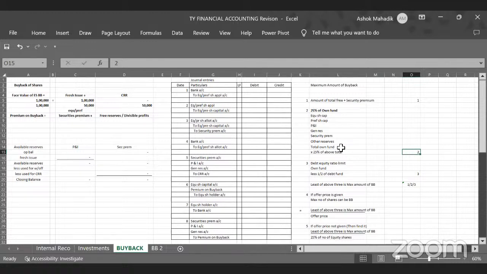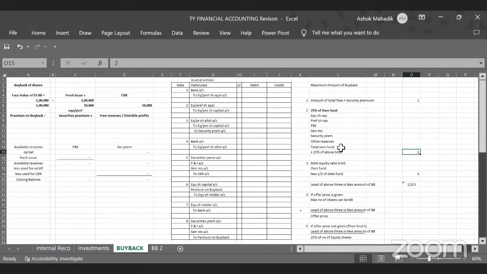Clear? Then the third amount you have to calculate relates to the debt equity ratio. After buyback, your debt equity ratio should not go below 2:1. For that, you can use this simple formula: own fund minus half of debt fund or borrowed fund. Own fund we have already calculated in working note 2. So you take that figure minus half of borrowed fund. The borrowed fund will include debentures, bank loan, so all long-term loans except current liabilities. This will give you the third amount.